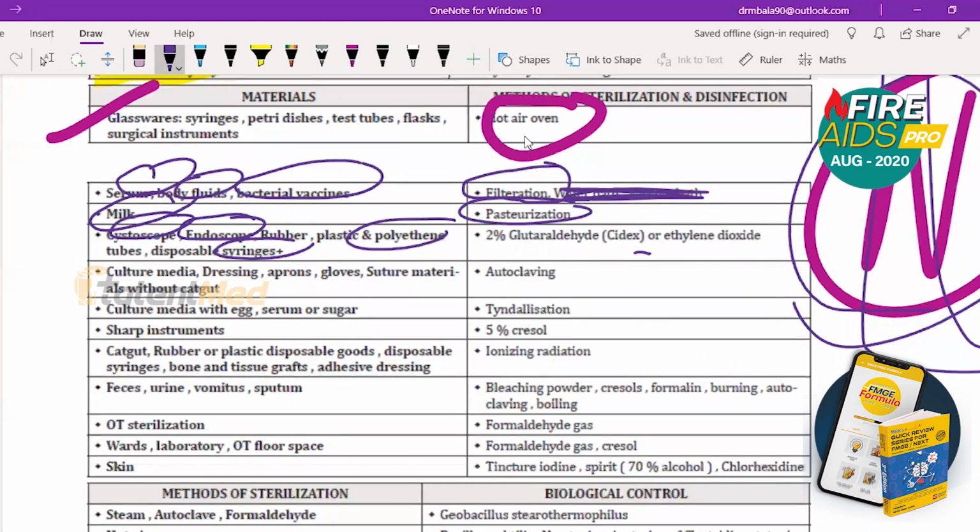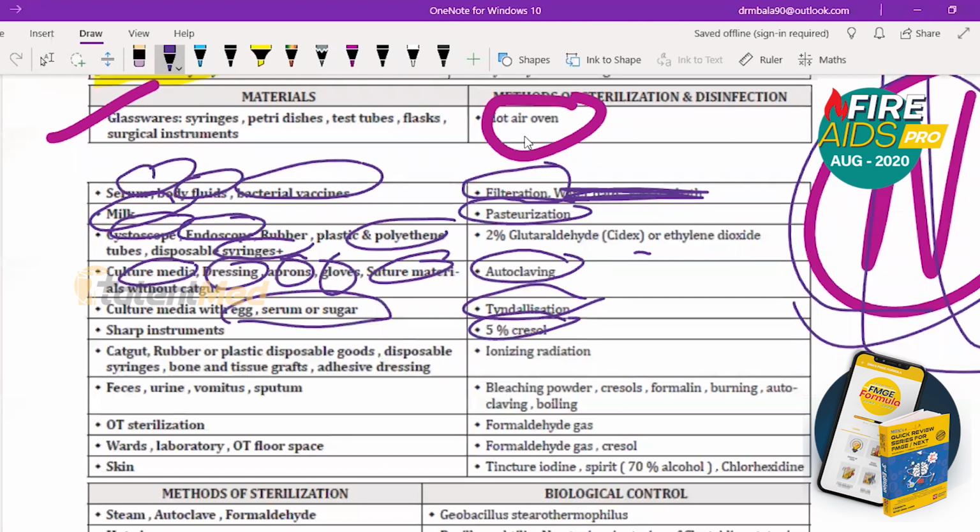Okay, then comes autoclaving. Autoclaving is for the dressings, aprons, the gloves. See, this is the COVID crisis, so we are often using gloves and N95 masks. They can be autoclaved also. The suture materials, the culture media, everything can be autoclaved. Then comes tyndallization. Tyndallization is for culture media with egg, serum or sugar.